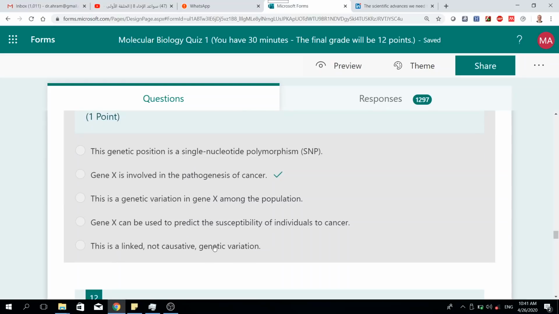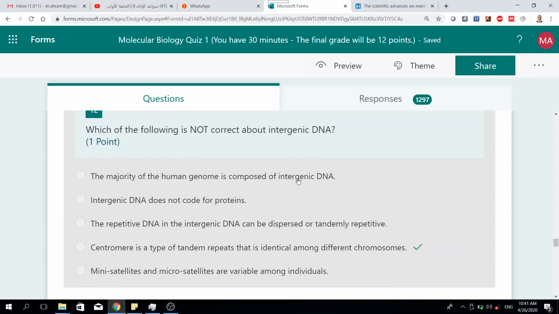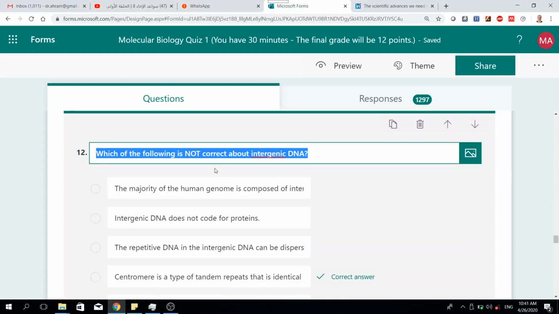So can we use it to predict the susceptibility? Yes, we can. So this is a link. Well, that's right. It is a link, but we don't know if it causes cancer or not. Okay. Actually, it may not because it's outside, again, the regulatory region. Which of the following is not correct about intergenic DNA? The right answer is, whoops, okay, let's see.